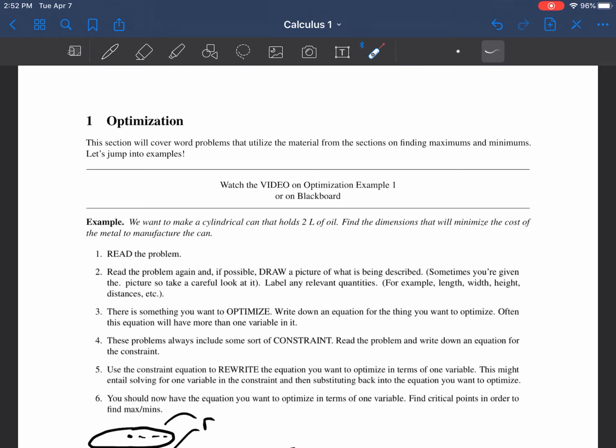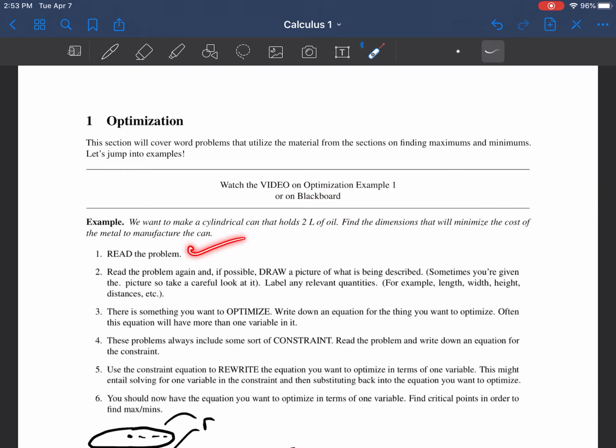If we read our first example, we want to make a cylindrical can that holds 2 liters of oil, and we want to find the dimensions that will minimize the cost of the metal needed to manufacture the can. So we want to make a can that holds 2 liters of oil, but we don't want to spend too much on the metal needed to make the can. We want to find the dimensions of the can that will use the least amount of metal possible, so that will minimize the amount of metal that we need. But the can does still need to hold 2 liters of oil. So that's what this is saying.